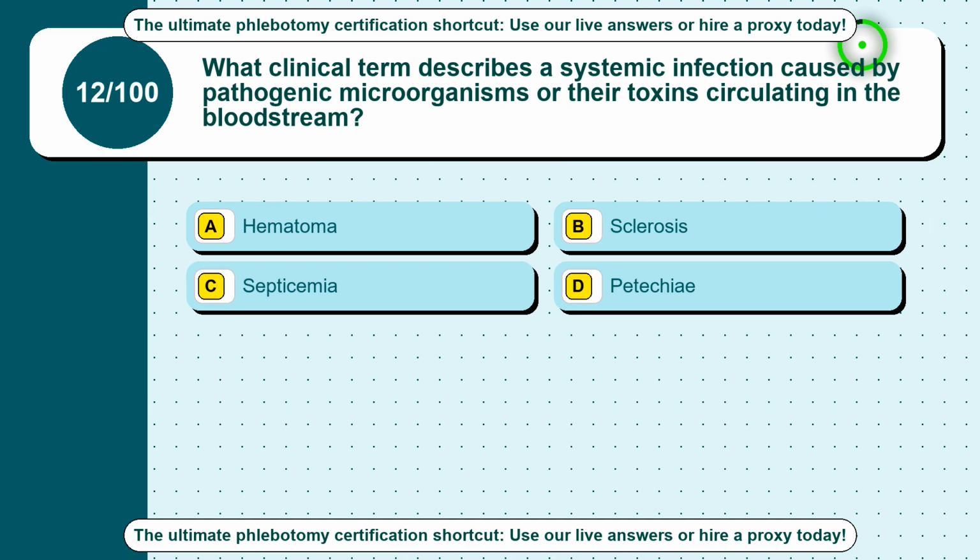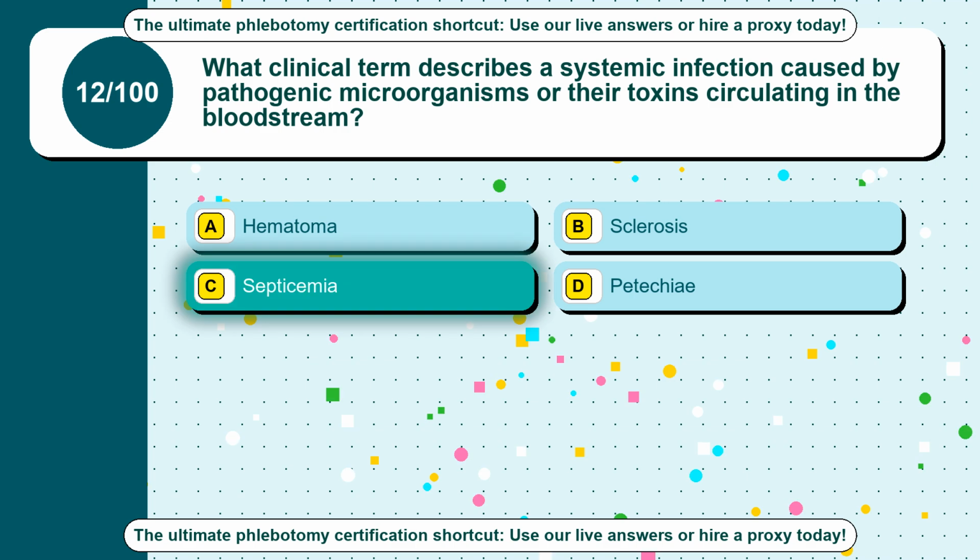Question 12. What clinical term describes a systemic infection caused by pathogenic microorganisms or their toxins circulating in the bloodstream? Option A, hematoma. Option B, sclerosis. Option C, septicemia. Option D, petechiae.